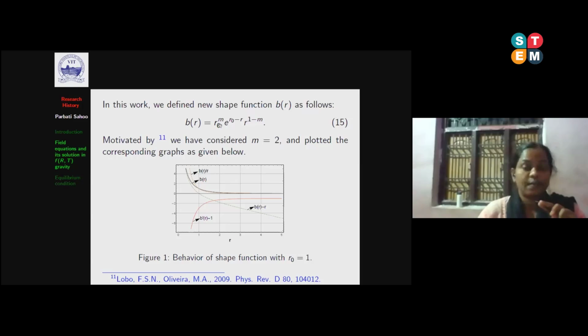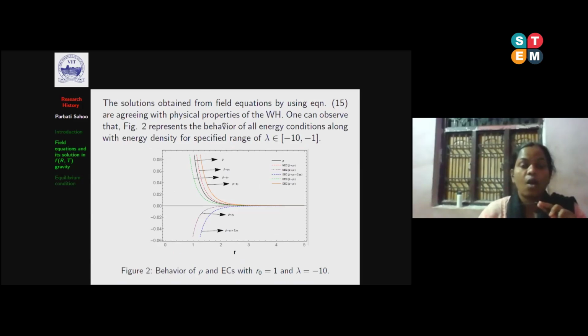As we have discussed before, whatever shape function we are considering should satisfy the wormhole properties or wormhole conditions. In order to satisfy the wormhole conditions, as you can see in these graphs, all 4 conditions are satisfied by the proposed shape function. So the shape function is valid to consider to find the solution of this model. Using this shape function, we have obtained all the energy conditions and the matter contents.